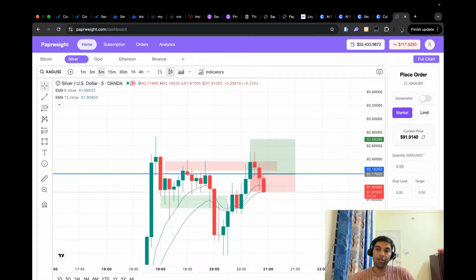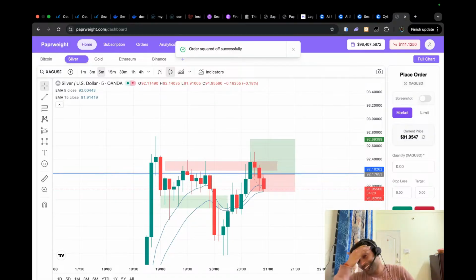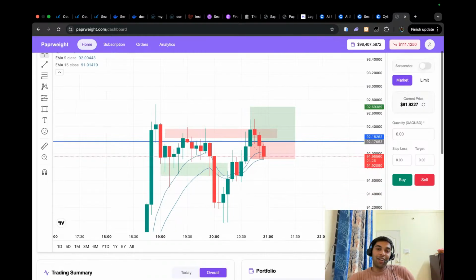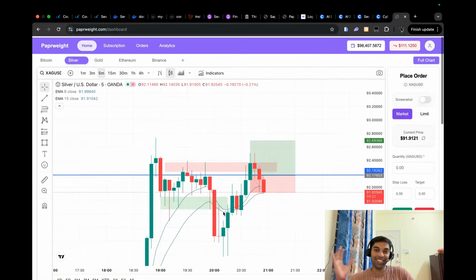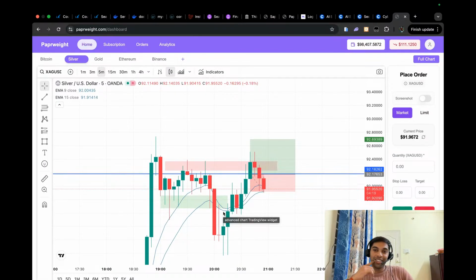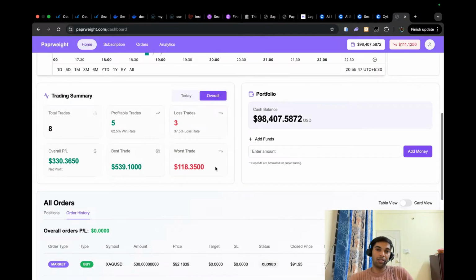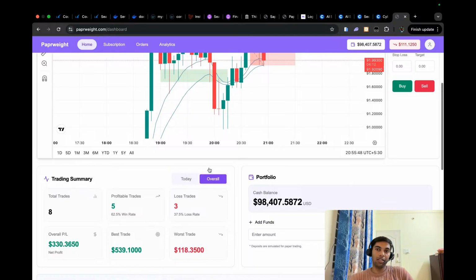Okay, so I'm just squaring off this current position. All right, so that's it for today's session. We just took a stop loss of $111. That's fine, that's what we thought of, $118. That's it.